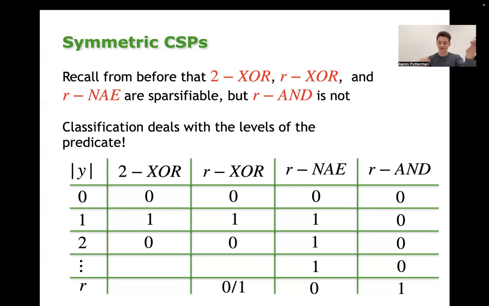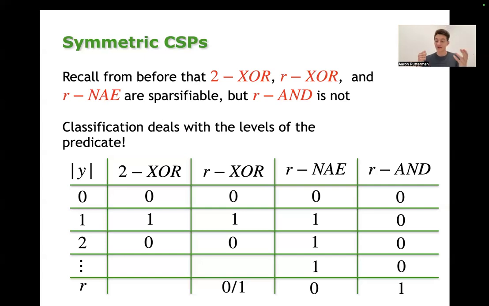So in the 2 XOR column, I've just truncated this after strings of Hamming weight 2. For the R XOR column, you can see this alternating pattern where the evaluation is just the parity of the number of ones in the string. So you get this alternation 0, 1, 0, 1, 0, 1, and so on. For the not all equal function, again, we're just testing: are all the variables the same or are they different?